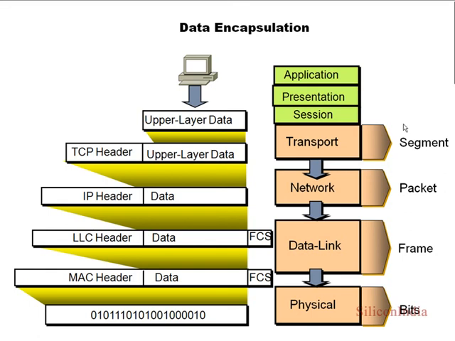So what is important from the understanding perspective and the CCNA exam perspective is: information at the physical layer is called bits, information at the data link layer is called frame, information at the network layer is called packet, information at the transport layer is called segment.